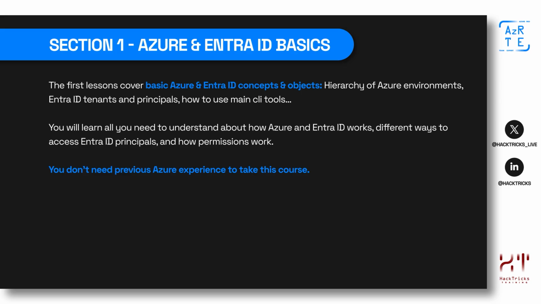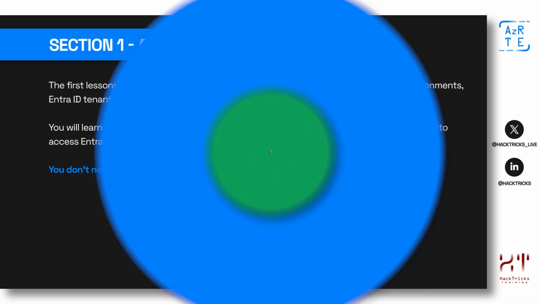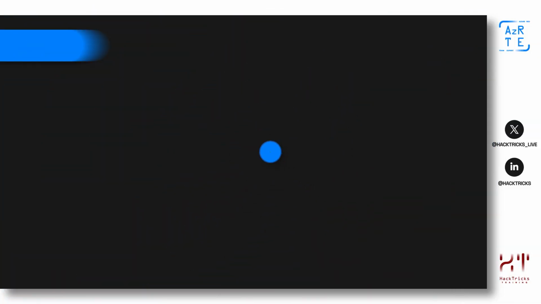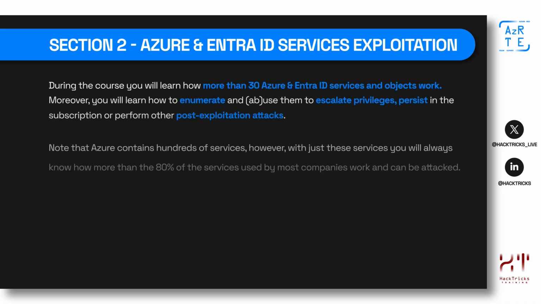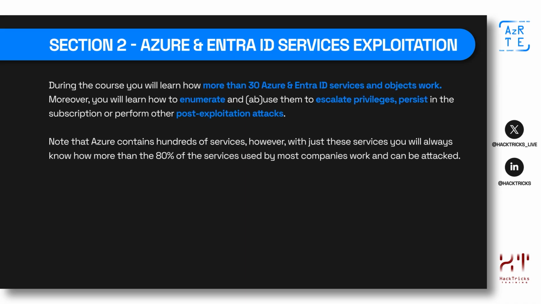Therefore, you don't need any previous experience with Azure to take this course. The second section is called Azure and Entra ID Services Exploitation. During the course, you will learn how more than 30 Azure and Entra ID services and objects work. Moreover, you will learn how to enumerate and use or abuse them to escalate privilege, persist in the subscription, or perform other post-exploitation attacks. Note that during this course, we are not going to be showing any kind of 0 days, but we are just going to be using features of Azure to perform all these actions.